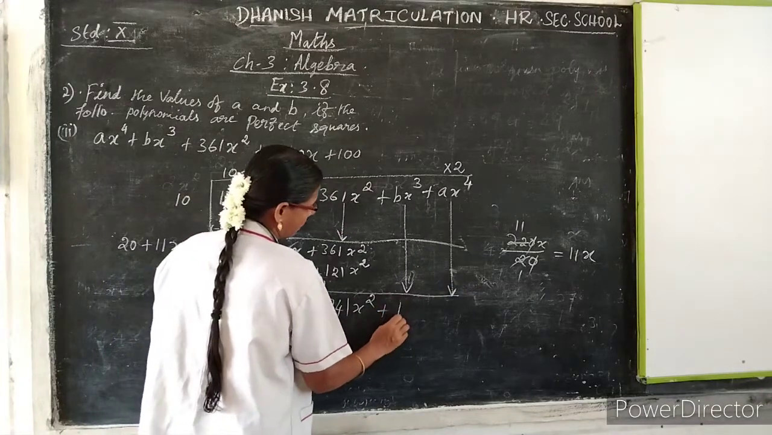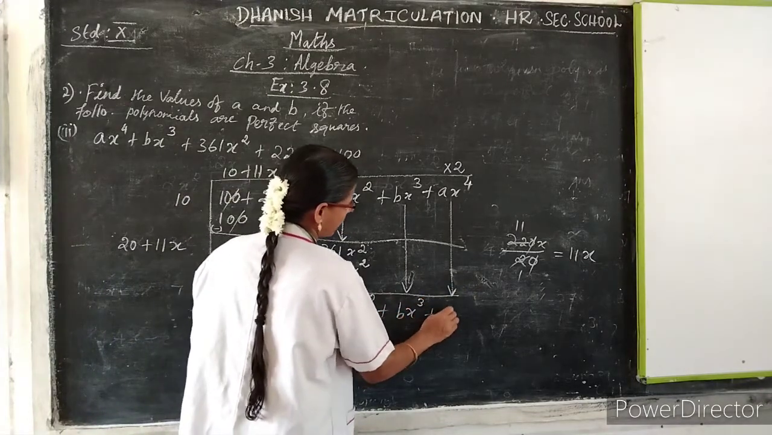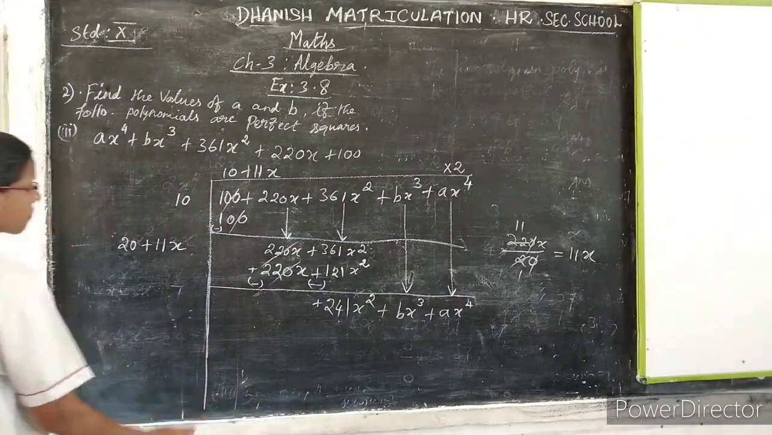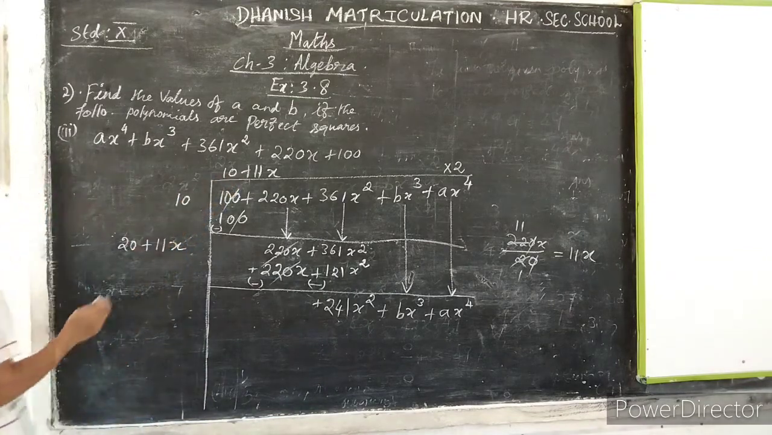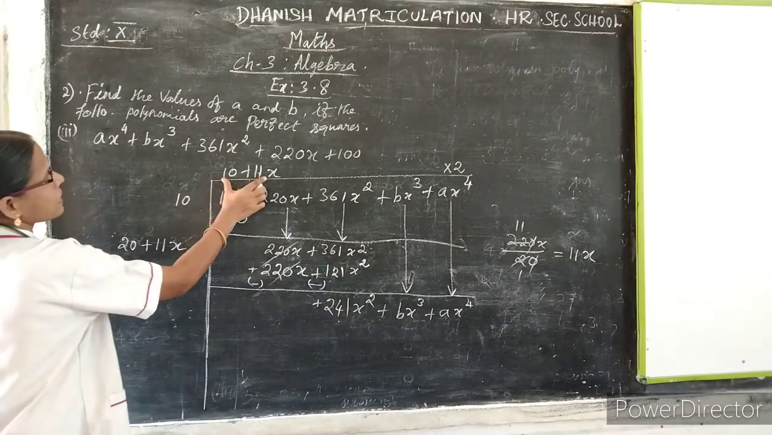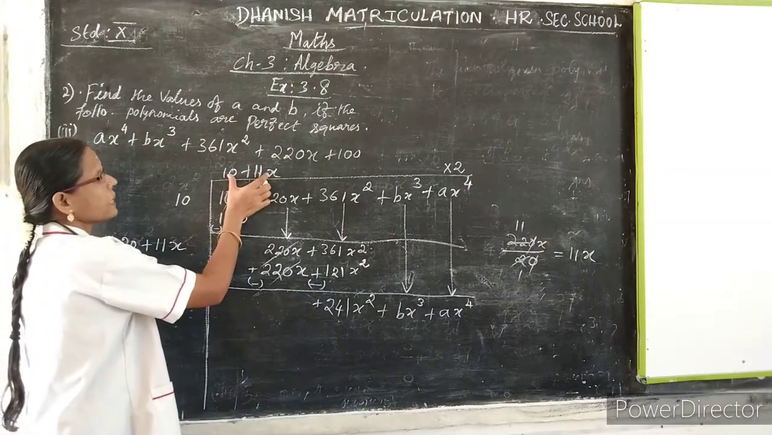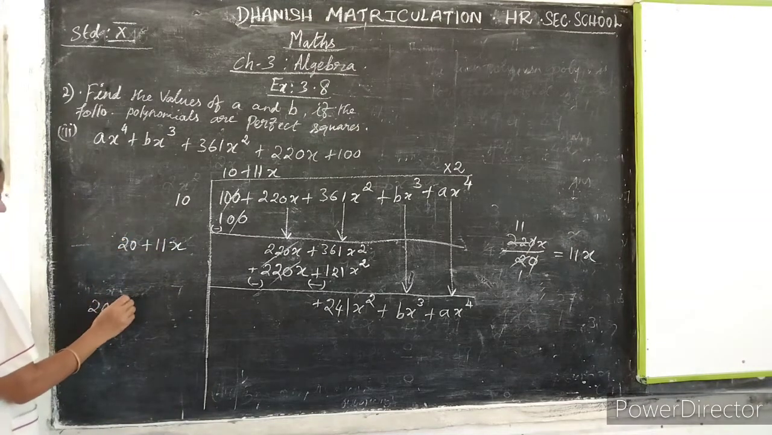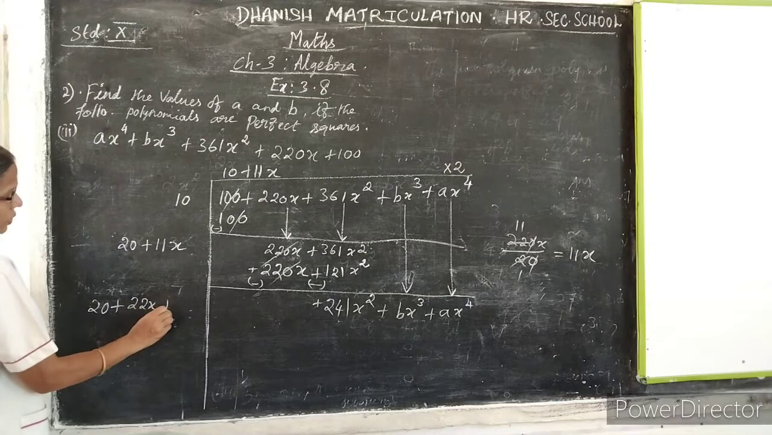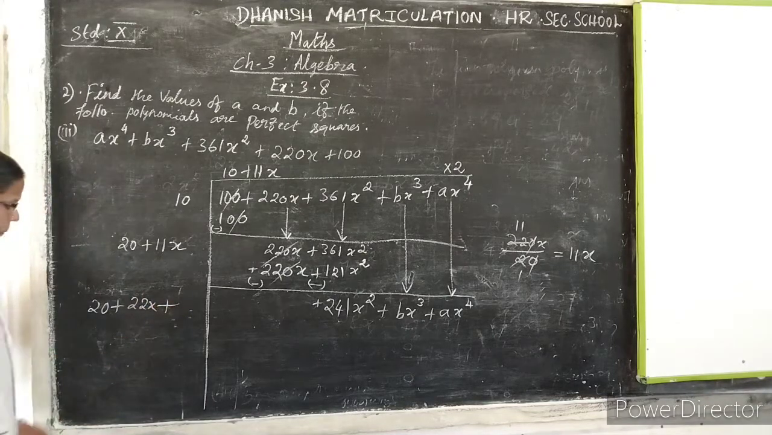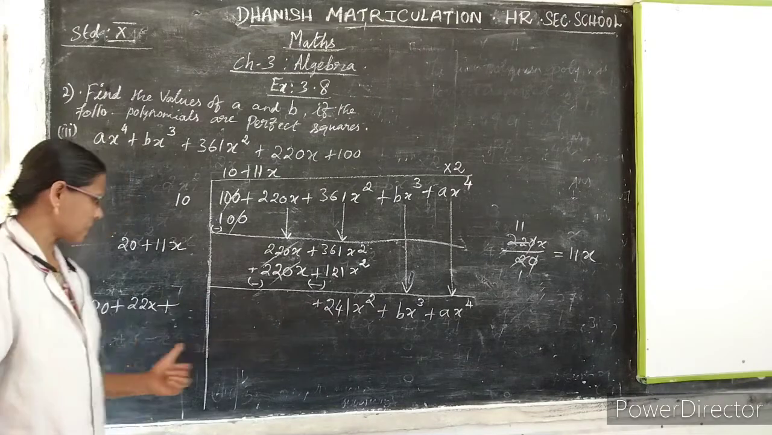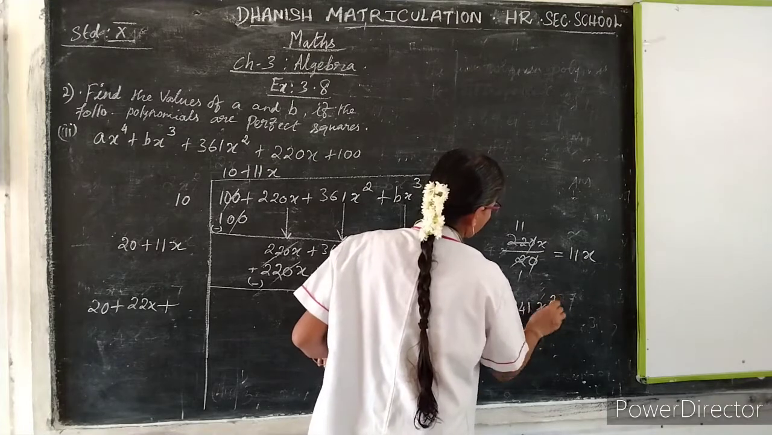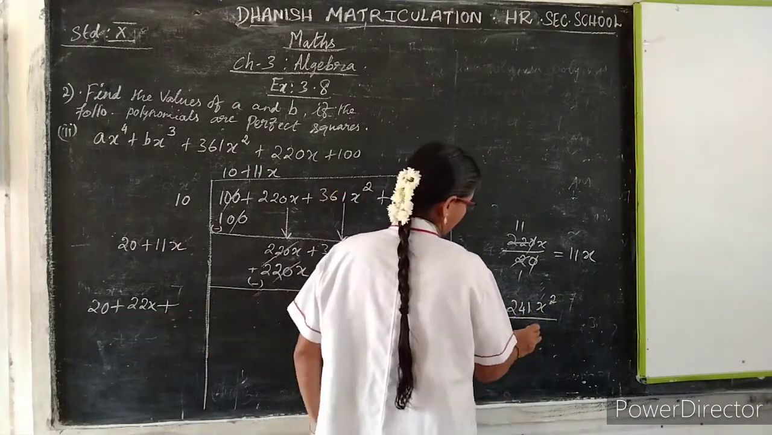These two terms come down: plus bx cube plus ax power 4. Now write the divisor. This quotient part contains two terms, so multiply these two terms by 2. 2 tens are 20, plus 2 11s are 22. Now we want to find the third term of the divisor polynomial. For that, divide this first term by this first term, 241x square divided by 20.